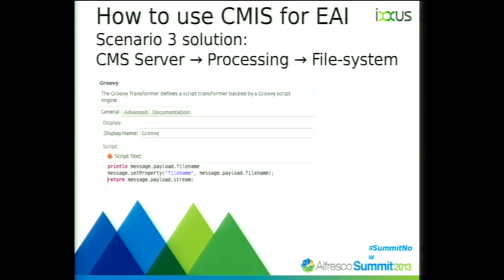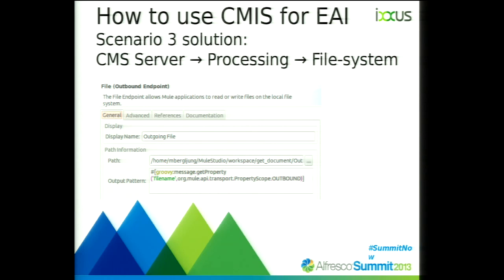I'm going to have some Groovy code here that sets the file name that it's going to be stored with. And then I'm having this outbound file endpoint. So I'm telling Mule, store the file here, and how the name is going to be is determined by the file name property there.